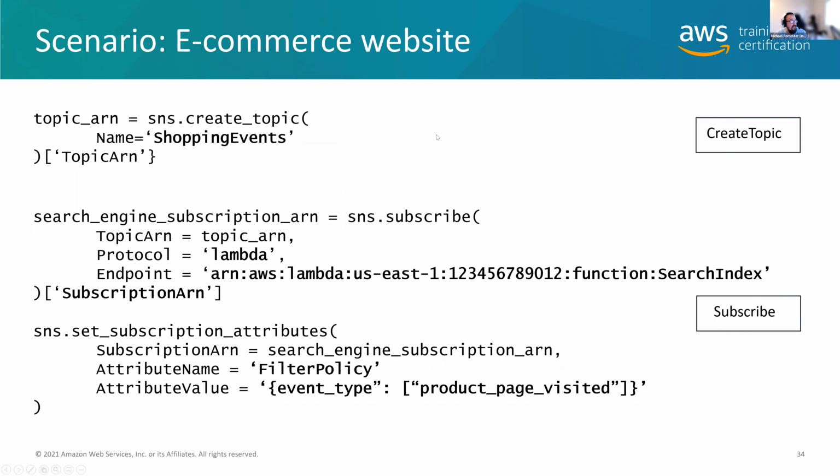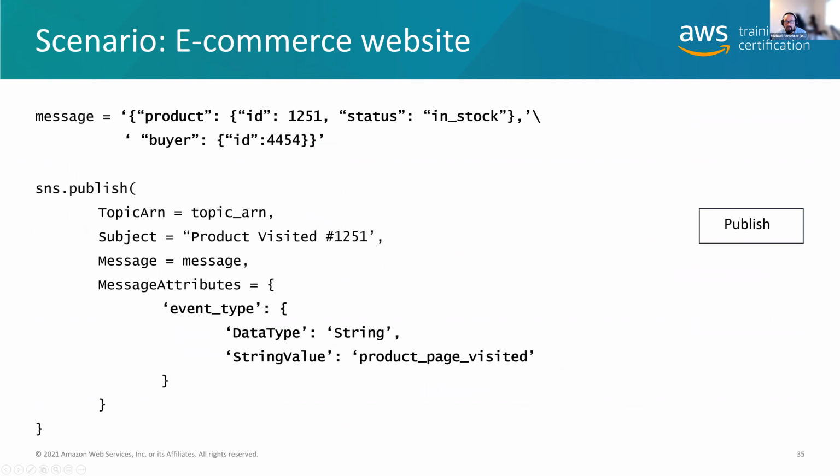Then when we publish a message, what we're doing is we're setting a message attribute where the event type is equal to product page visited, which will match the previous filter policy. Hopefully that's clear.